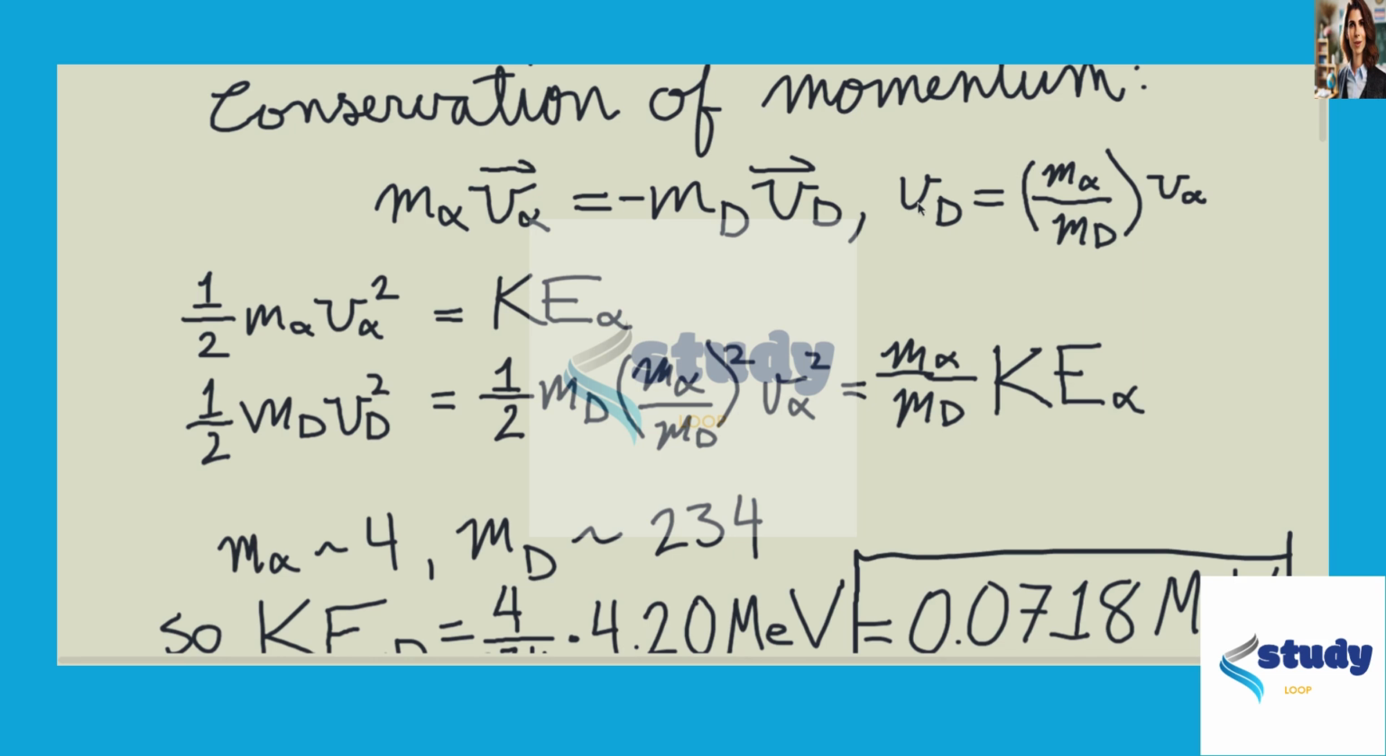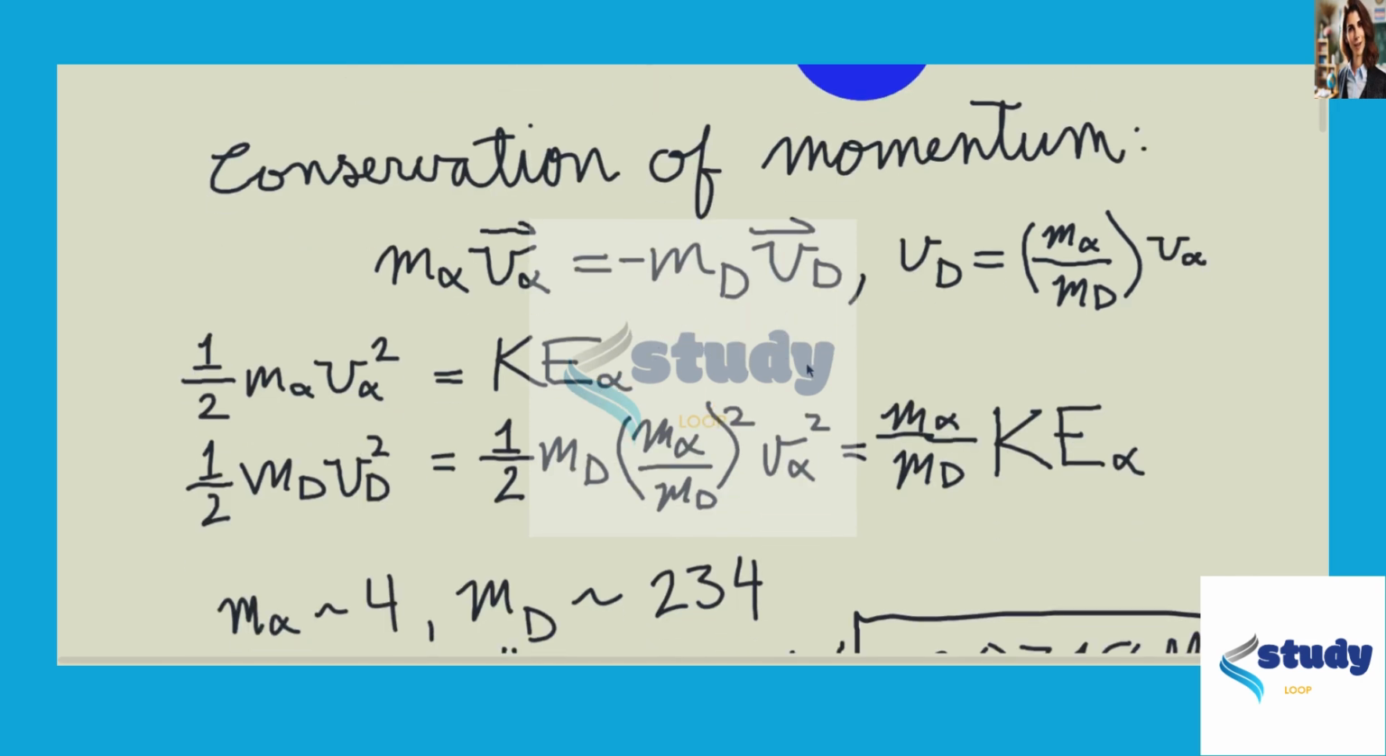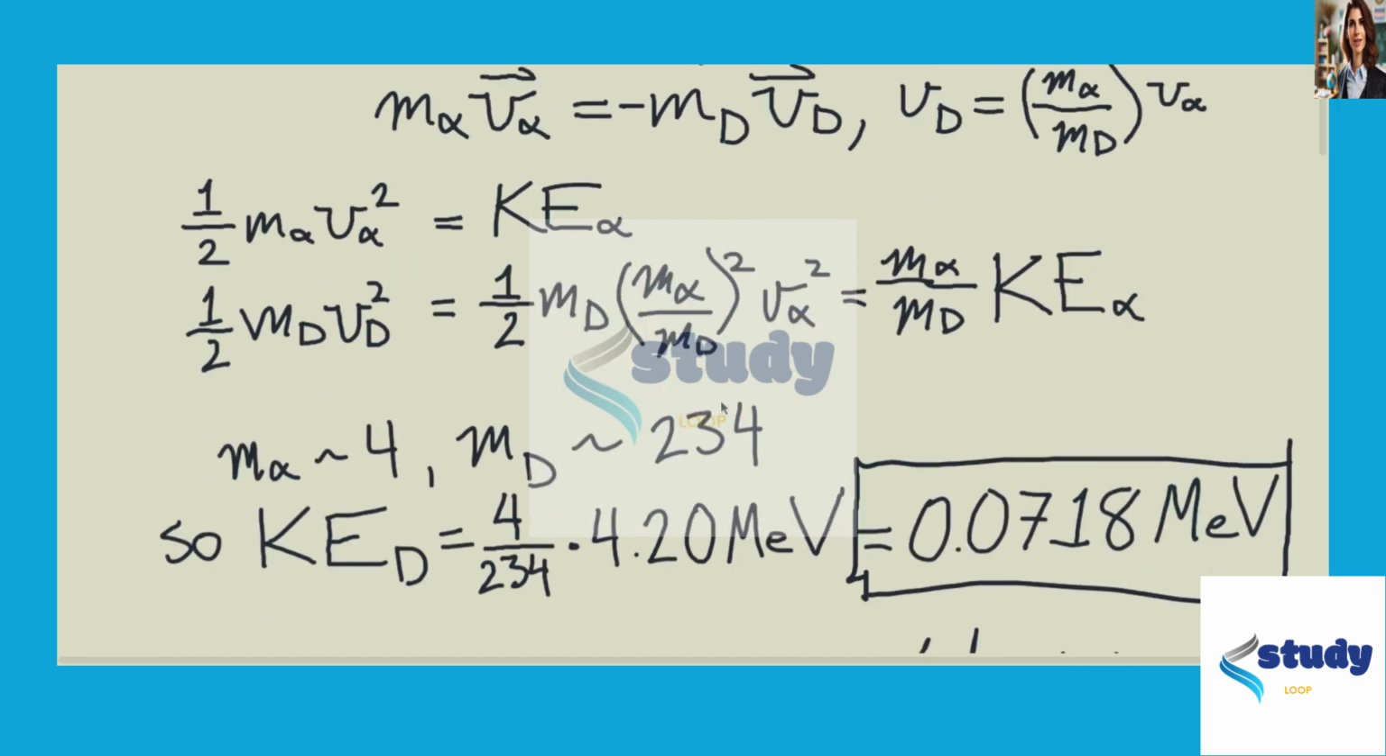The speed of the daughter nucleus can be expressed as the speed of the alpha particle times a ratio, and that ratio specifically is the mass of the alpha particle over the mass of the daughter nucleus. Mind you, we still don't know what this daughter nucleus is, so we're just substituting in D for daughter here. And it turns out that we don't really need to know the specifics to solve for that.